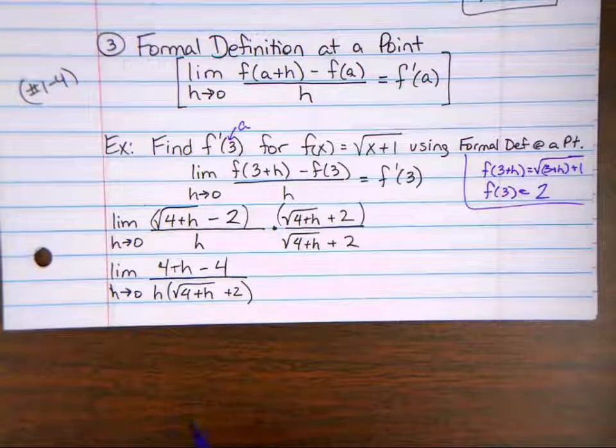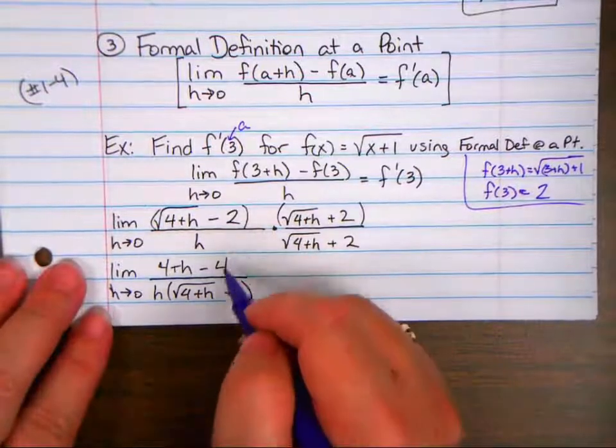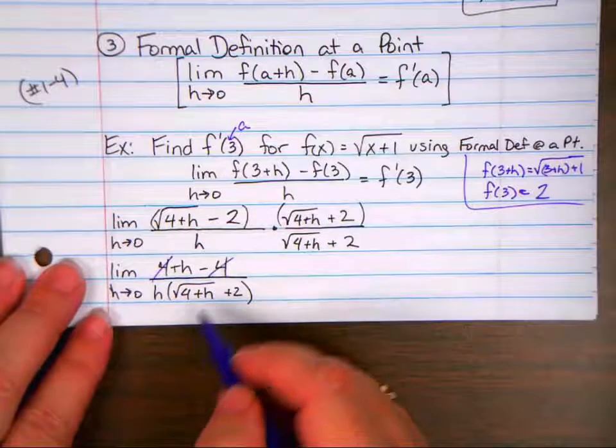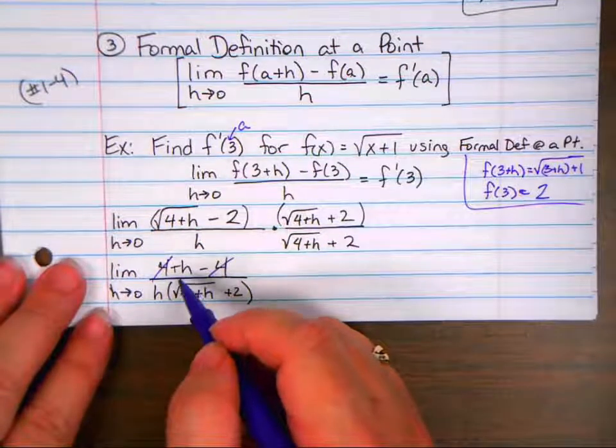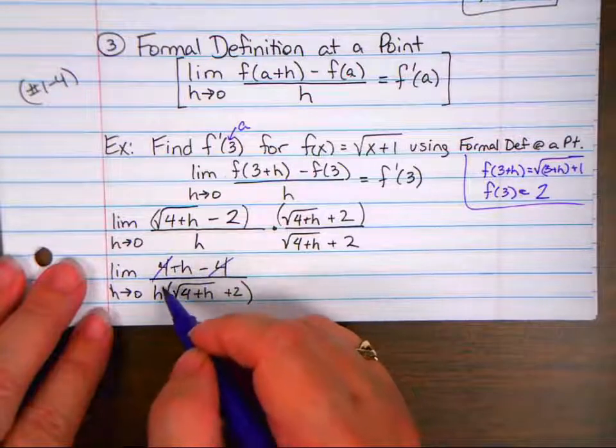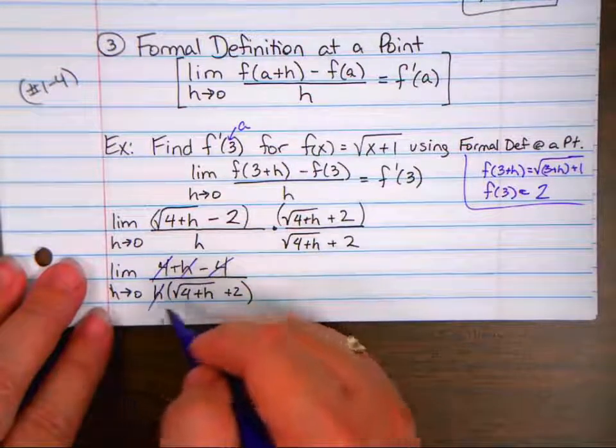Can I do some minor cleanup here? What do you think? What can I get rid of? The 4's. Now, once the 4's are gone, can the h's cancel? Yes, they can, because the only thing up here is an h. This h is isolated. They can both be canceled.